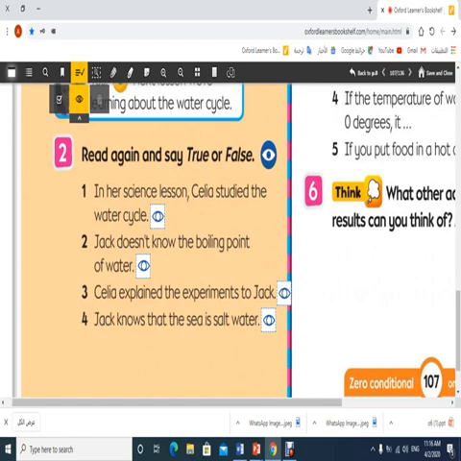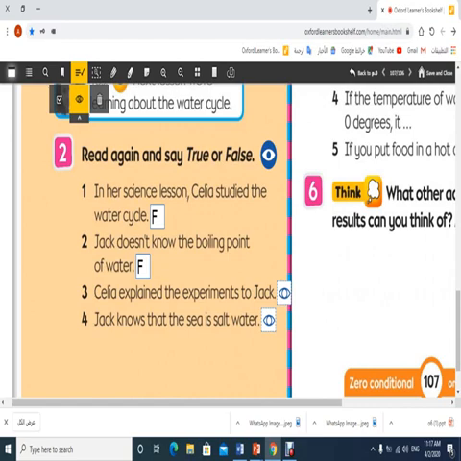True or false? Excellent. It's false. Jack doesn't know the boiling water. Did he know or not, Jack? Does he know what boiling point means? Excellent. No, he doesn't. It's false. He doesn't know. Okay?